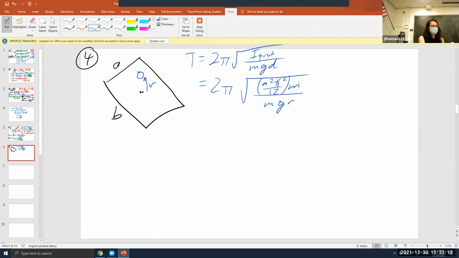We then need to, again, use the parallel axis theorem to adjust our inertia. We need to do plus m h squared, where h is how far we're moving from the center of mass to the pivot point. It's explicitly been called r, so this will be m r squared.